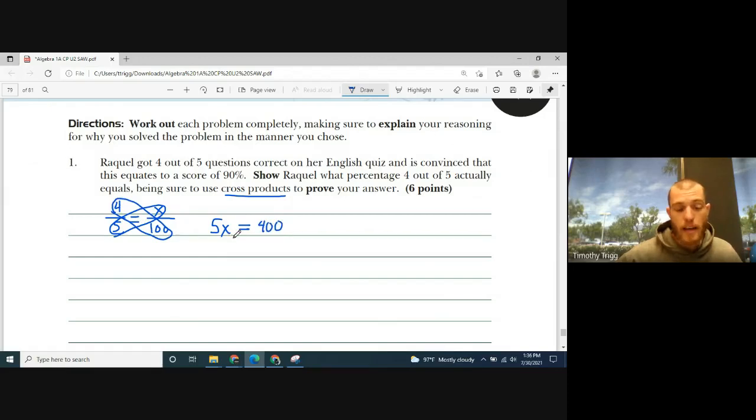Now to solve for x, what we do is divide by 5 on both sides of the equation, and that'll give us x by itself over here. And then 400 divided by 5 is 80. So that means that Raquel got 80% on her test. So I want you to go ahead and finish that by writing in a sentence that since Raquel got 4 out of 5 questions on her test, that's equal to an 80% on the test, a score of 80%.